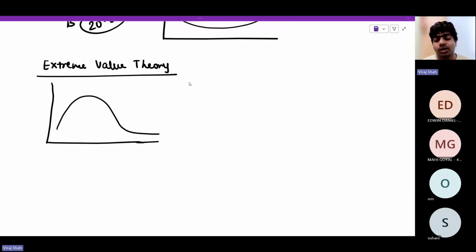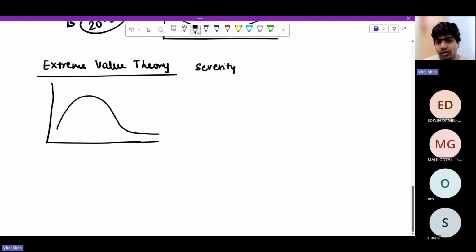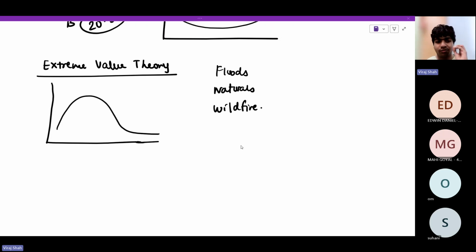I'll come to this graph. What do you mean by extreme? The events whose frequency is low, but the losses are high. The chances of that event happening are very low. For example, floods, natural calamities, or let's say wildfires, correct? These events happen very few times. They are not going to happen very frequently. They occur very rarely. But when the claims come, the size of the claims is huge and it can make the company go bankrupt, right?